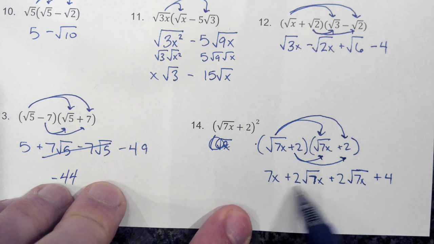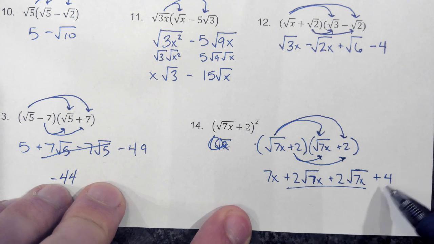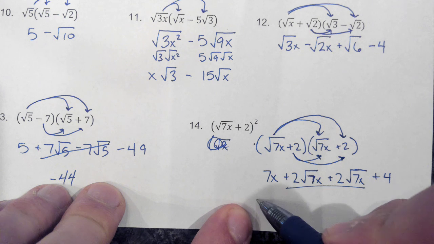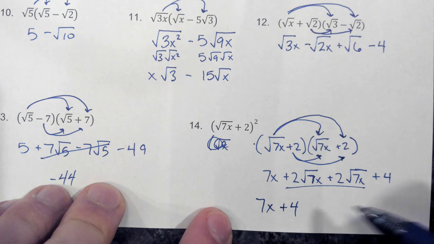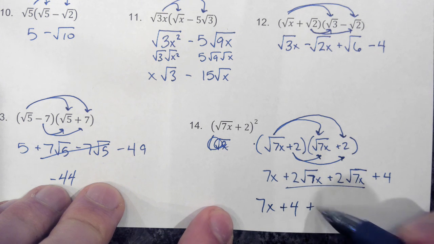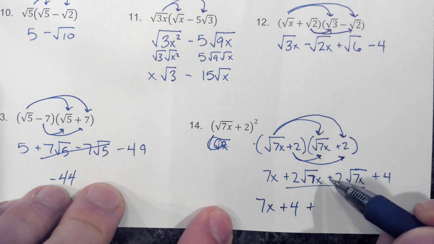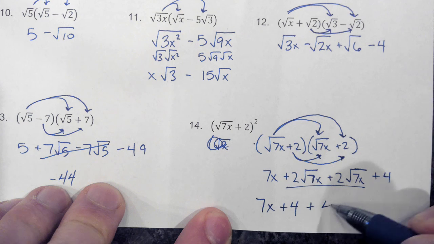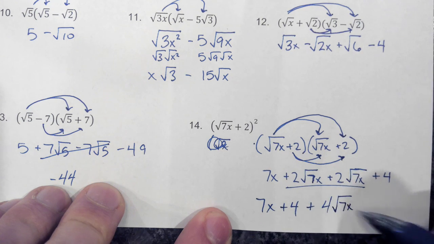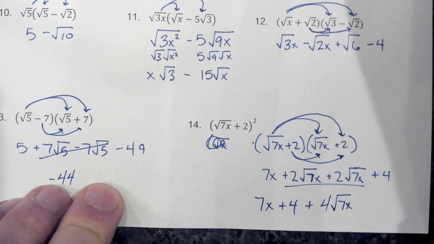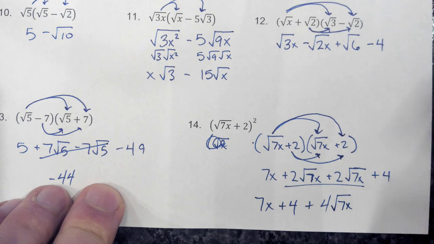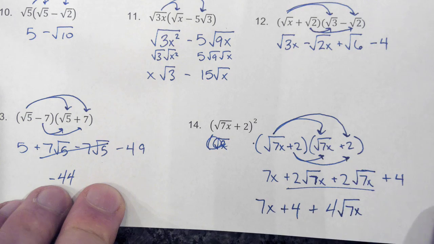So those middle two terms will go together. I'm going to move this 4 out to the front. I'm going to do 7x plus 4, and then I'm going to put those radicals together. I think they should go last. So that's going to be 2 square roots of 7x plus 2 more square roots of 7x is going to be a total of 4 square roots of 7x. Remember, when combining things, the radical does not change. You just do what the coefficients say. And that can't reduce any further, so that's going to be our answer there.